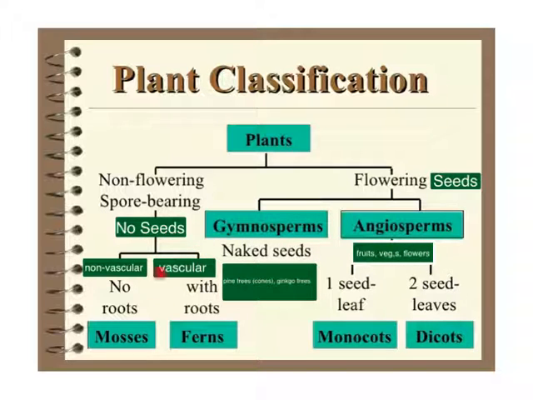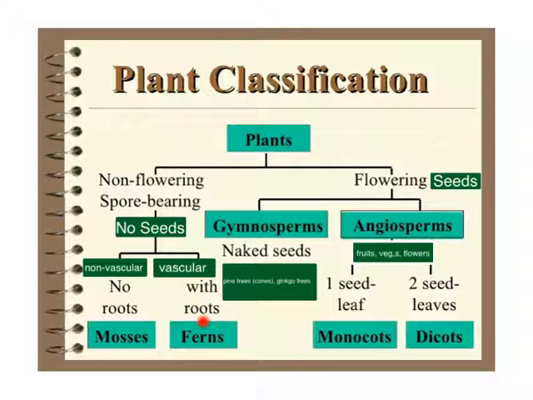Now the word vascular, if you think about it, you have a vascular system. Those are all your arteries and veins that carry your blood. Vascular means all of the stem, the xylem and phloem, and the veins in the leaves that carry the water and minerals and nutrients around the plant. That's a vascular system. So you're going to divide it into non-vascular and vascular.